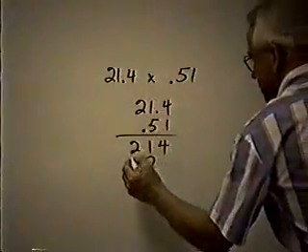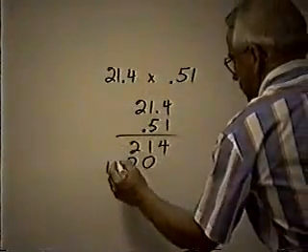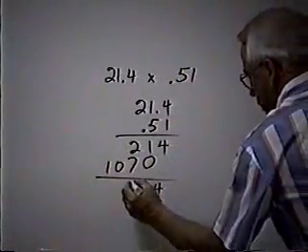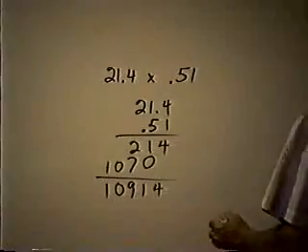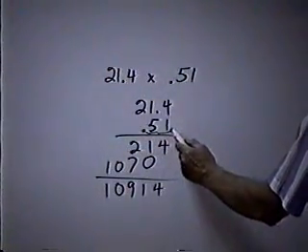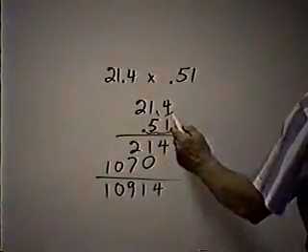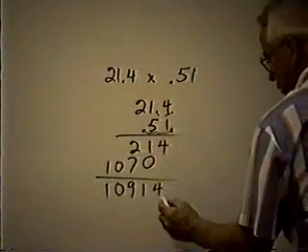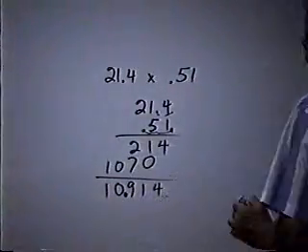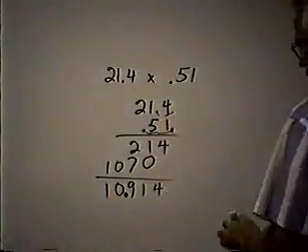5 times 1 and 2 is 7. 5 times 2 is 10. And adding, this would be 4, 1, and 0, 1. Now come back up here and add decimal places. How many places does it take to get it where it's not a decimal number? 2 and 1. It's 3 in all, so I come down here, start here, go 1, 2, 3. So my answer is 10.914.